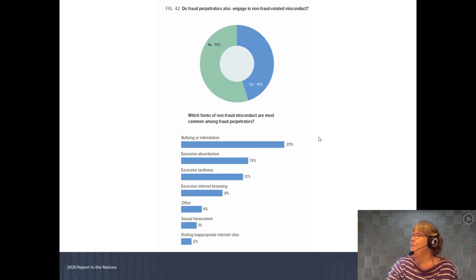So other non-fraud related misconduct. Why else have they been called into HR? Bullying or intimidation, 20%. By the way, only 45% have had other issues besides the fraud. Excessive absenteeism or tardiness, excessive browsing. Some of these things, like bullying, kind of go back to the control that is pretty typical in fraudsters as well.